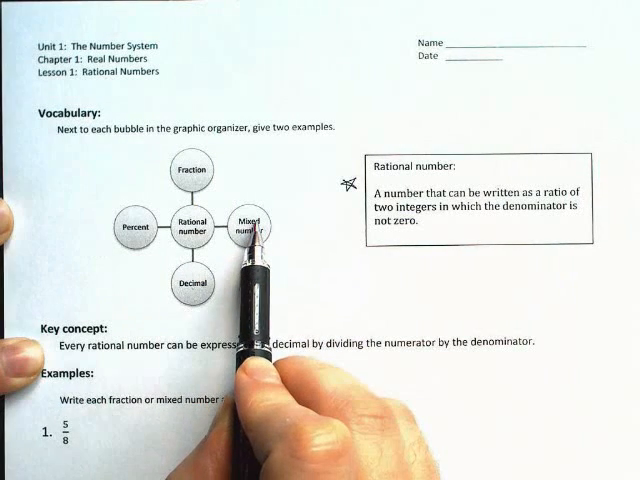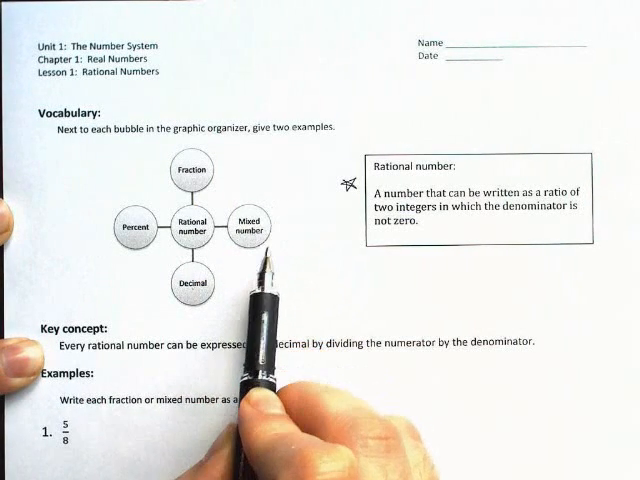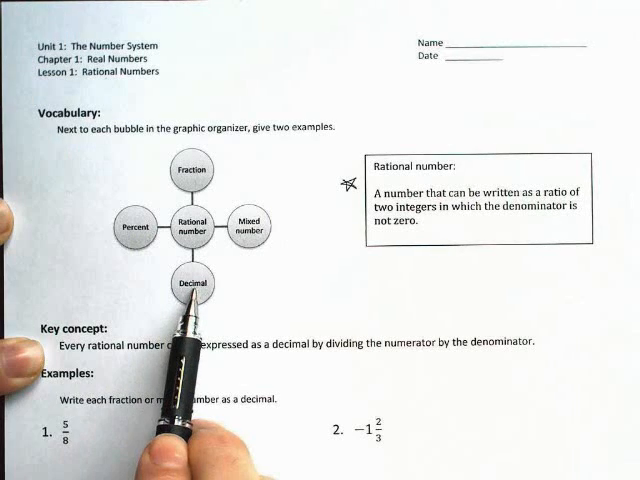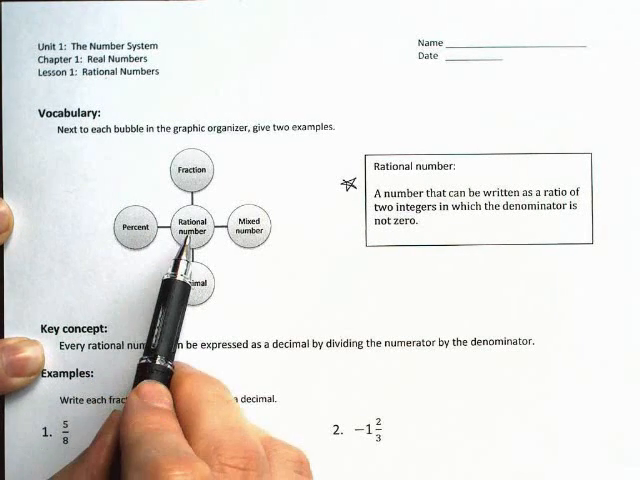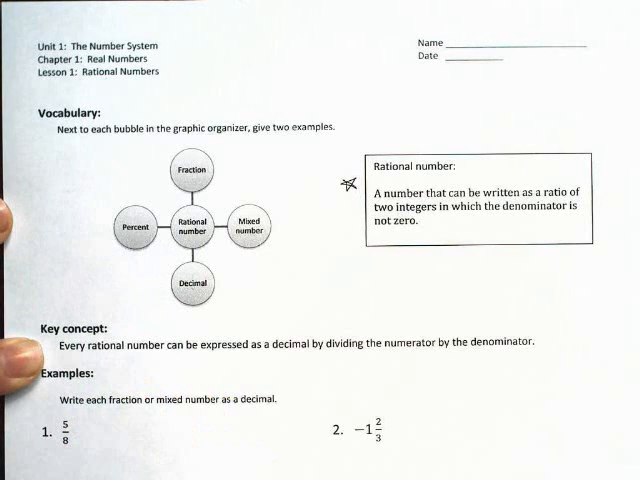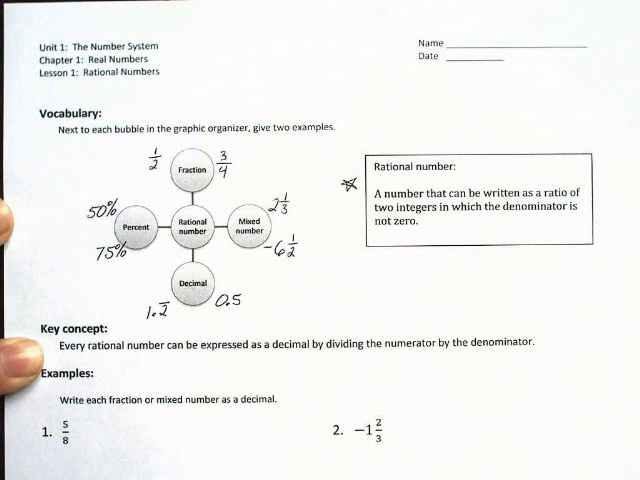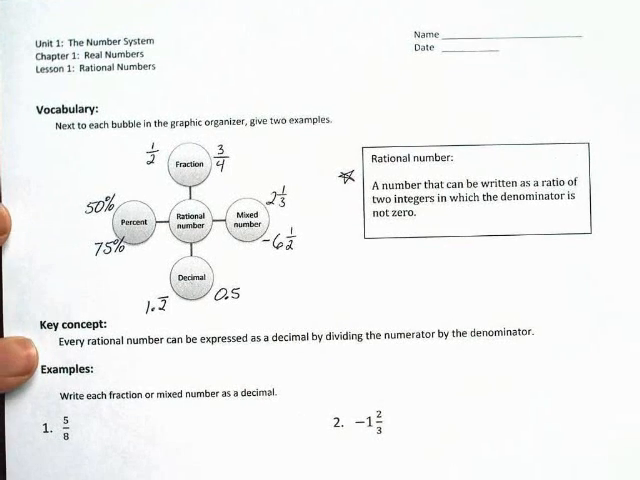And next to the bubble for mixed number, make up two mixed numbers. And same for decimal and same for percent. These are all forms that a rational number can take. And here are my examples. I wrote down two fractions and two mixed numbers, two decimals, and two percents.